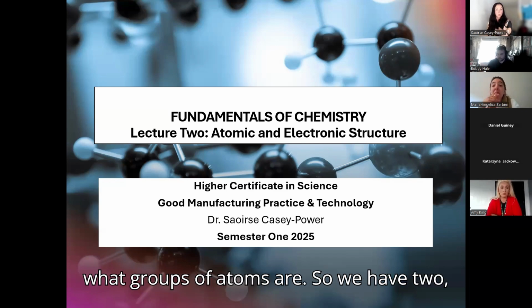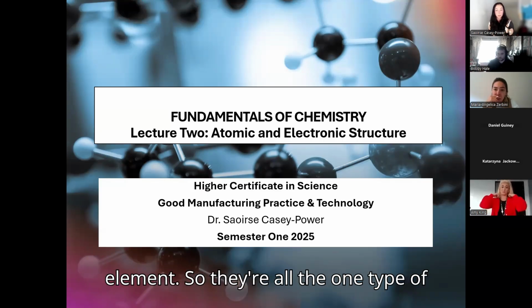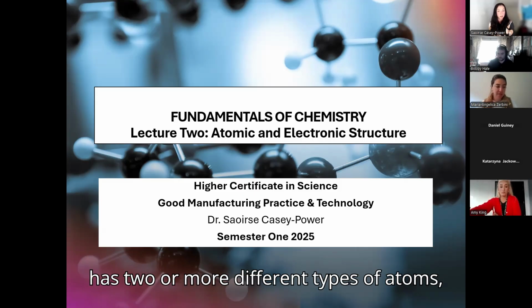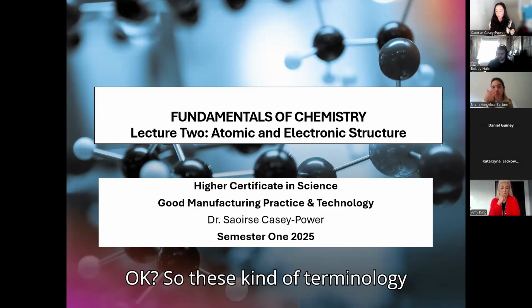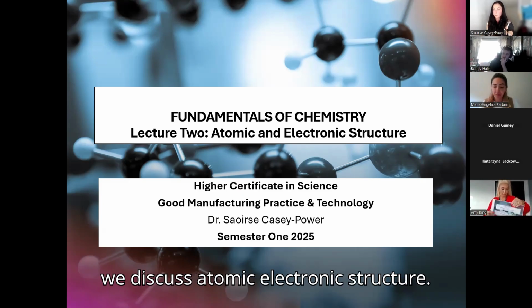We looked at what groups of atoms are. We have 2 basically. These are called molecules. We could have molecules of an element, so they're all the one type of atom, or we can have a compound which has 2 or more different types of atoms. This terminology is going to be important when we discuss atomic and electronic structure.